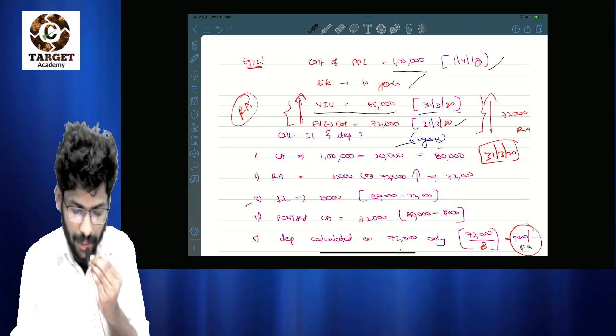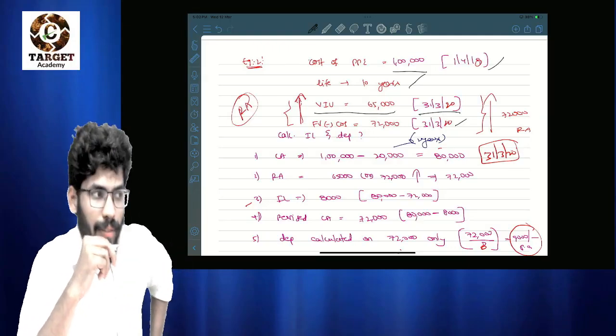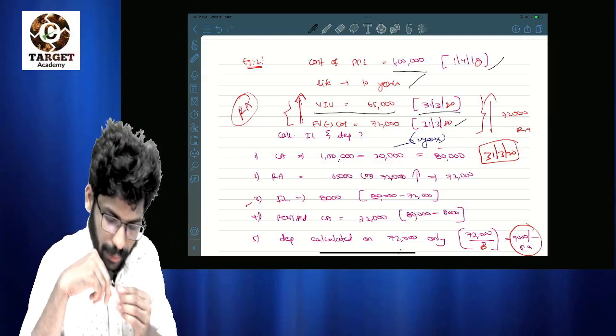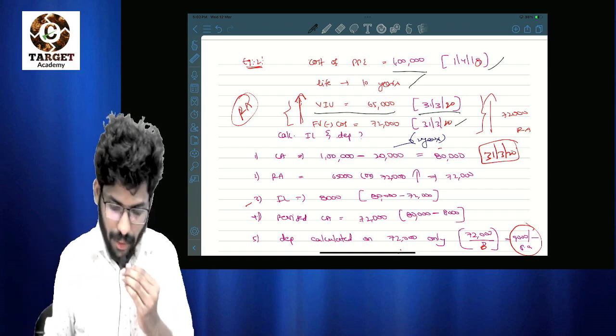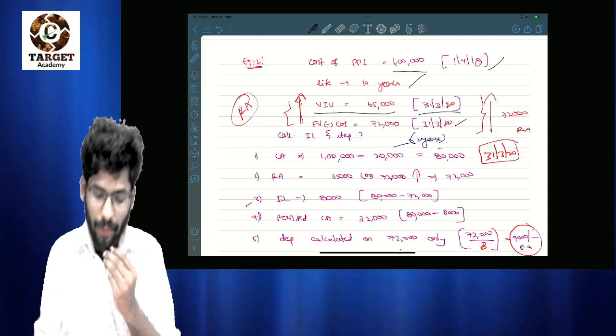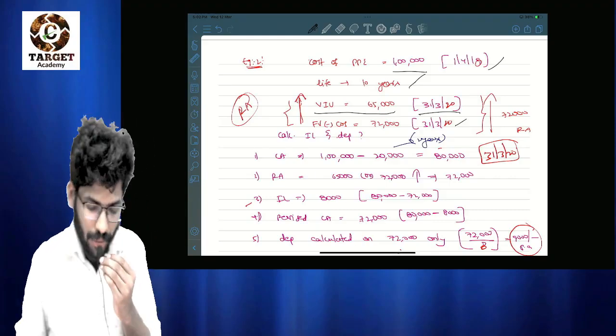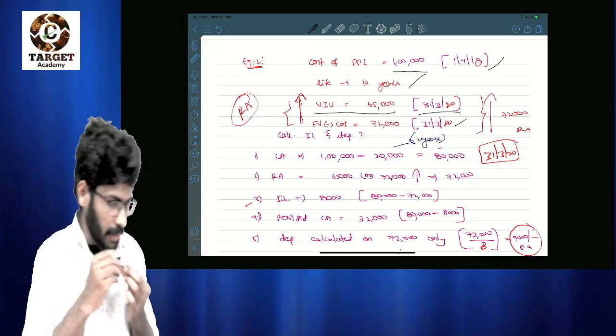Calculate impairment loss and depreciation. This is the question. This is a very simple question, guys. So cost of PPE is 1 lakh. Life is 10 years. Value in use is 65,000. Fair value less cost to sell, how much?